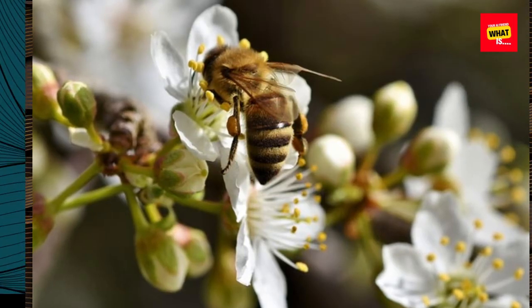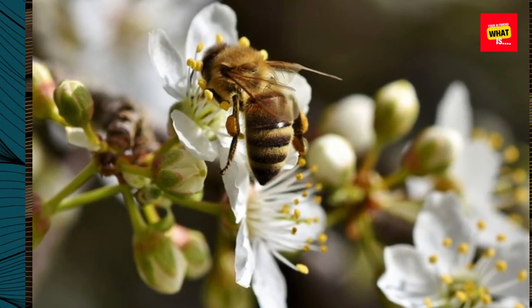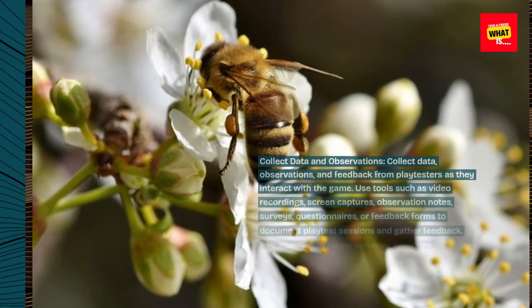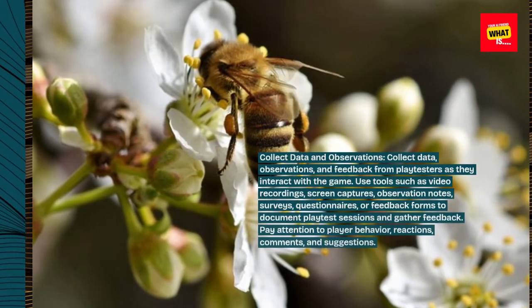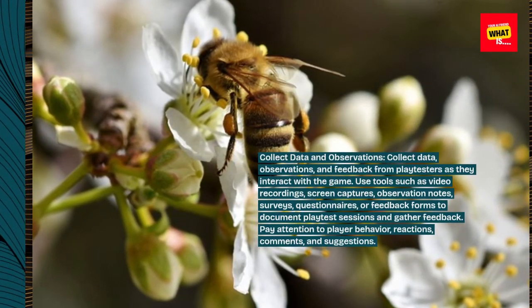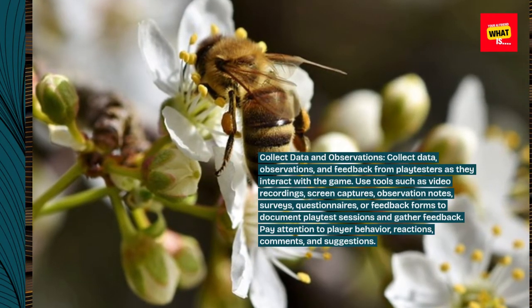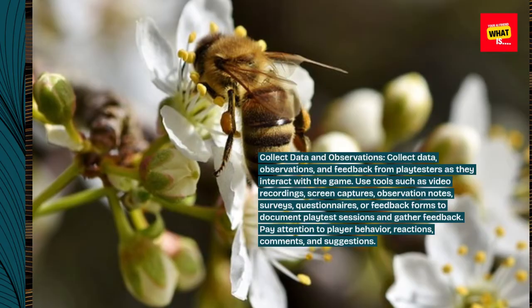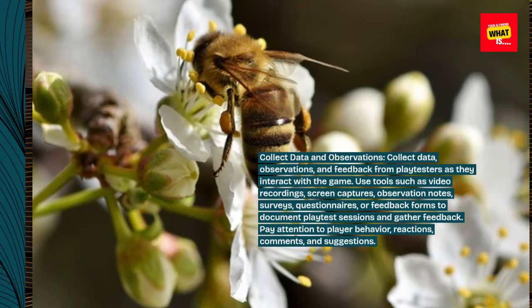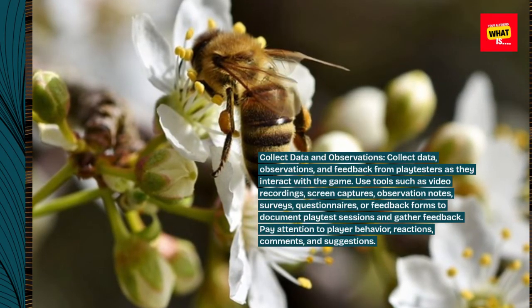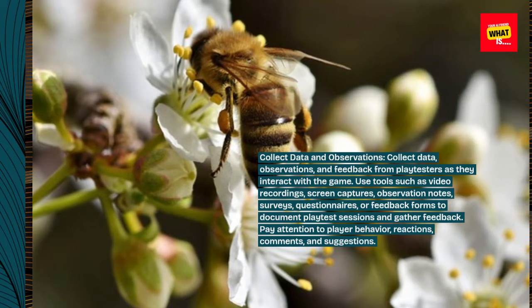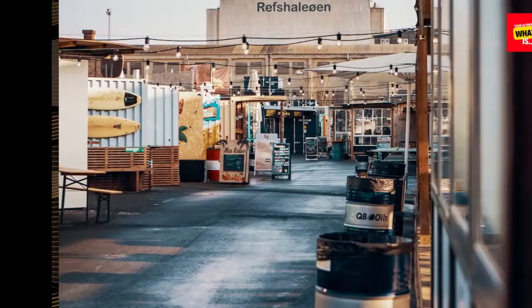Collect data and observations. Collect data, observations, and feedback from playtesters as they interact with the game. Use tools such as video recordings, screen captures, observation notes, surveys, questionnaires, or feedback forms to document playtest sessions and gather feedback. Pay attention to player behavior, reactions, comments, and suggestions.